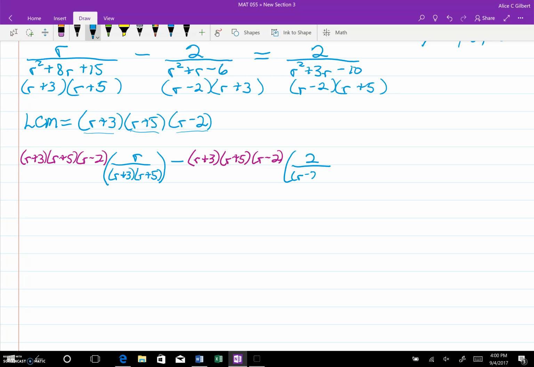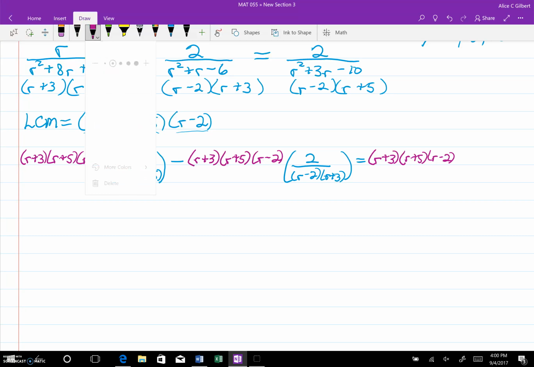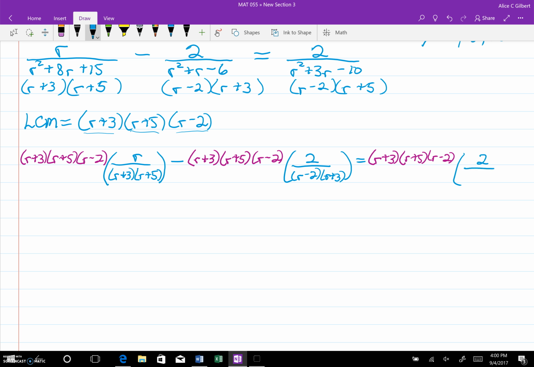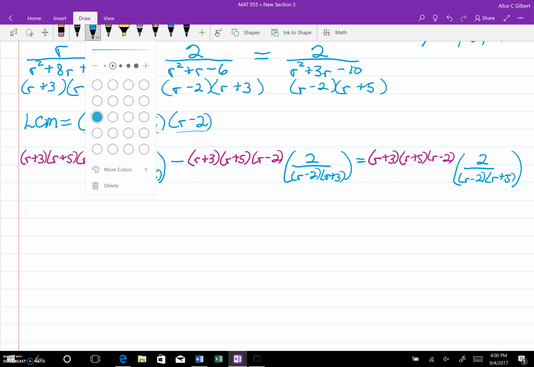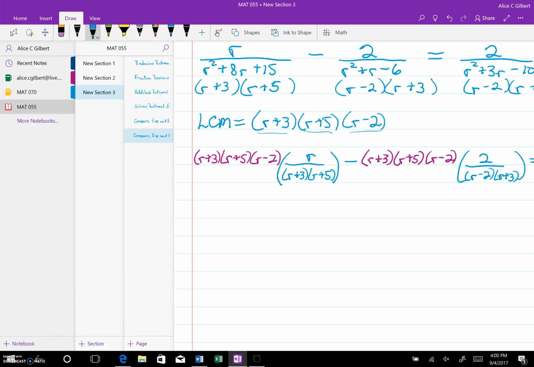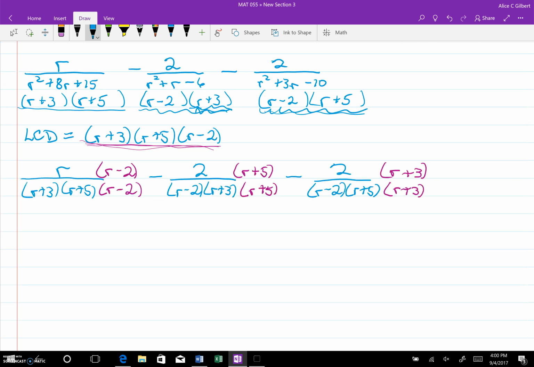2r minus 2, r plus 3, and then my equal sign, and then once again I'm just putting this in a different color so you can really see it. You guys don't need to put it in a different color. R minus 2, and then I'm going to multiply it with my last term, 2, and that's r minus 2 and r plus 5. Okay, so now let's go back to our expression.